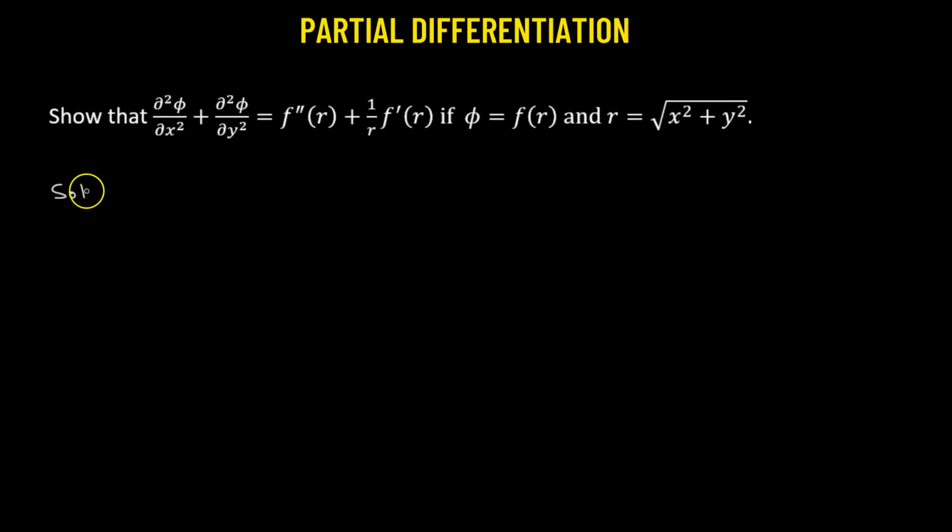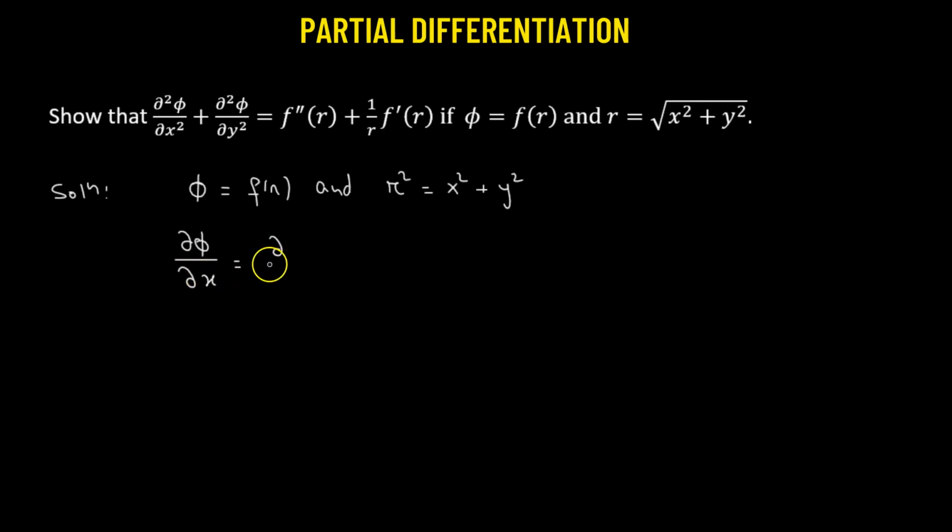So let's begin. Here we have phi equals f of r, and r is given by the square root of x squared plus y squared, or simply r squared equals x squared plus y squared. Now we'll take the partial derivative of our function phi with respect to x. That means we also take the partial with respect to x of f of r. When we take its partial derivative, we simply get the first derivative of f of r multiplied by the partial of r with respect to x. Here we have to apply the chain rule. Fine. Now we'll find the value of partial of r with respect to x using this particular expression.